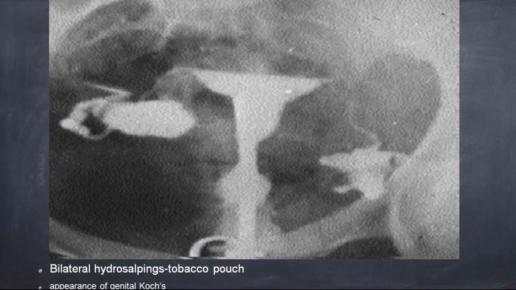So this is again the HSG. In this HSG, you will see that there is no spillage. This is the tobacco pouch appearance of the tube. Here what you see is the tube is all normal, and this is the spillage. On the right side, you will see that the tube is tobacco pouch shaped.